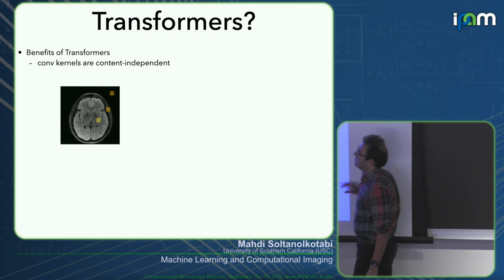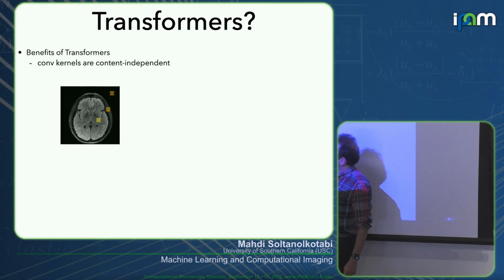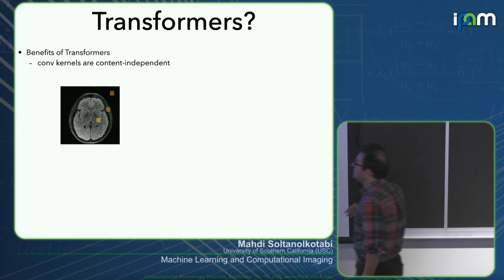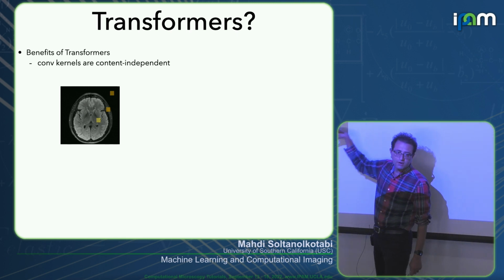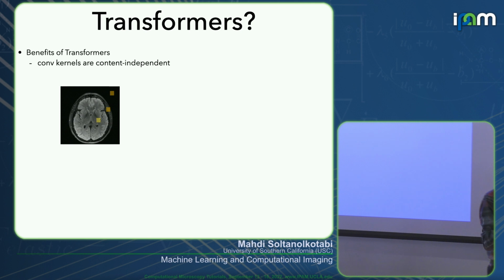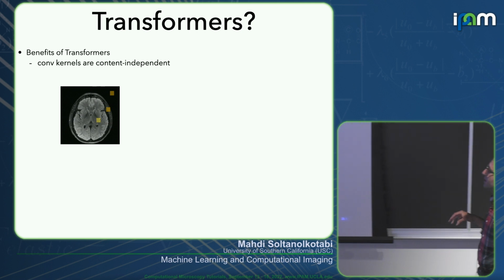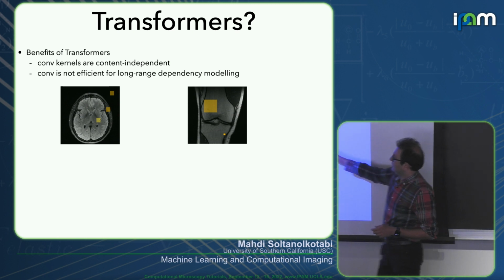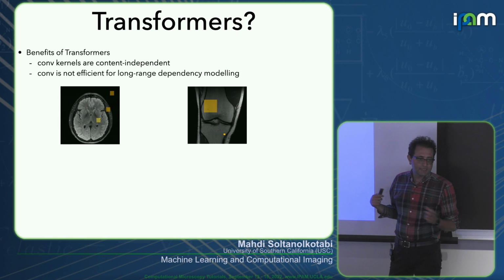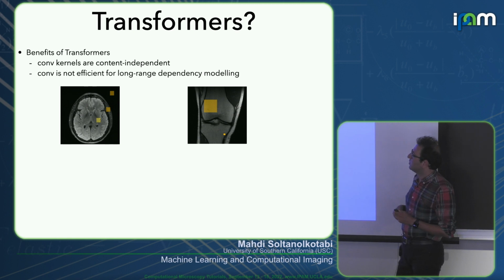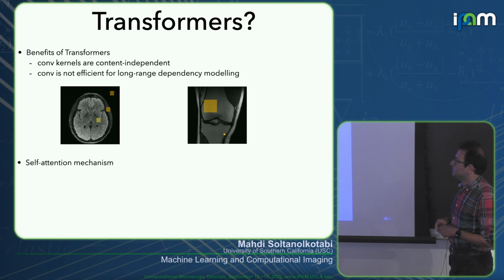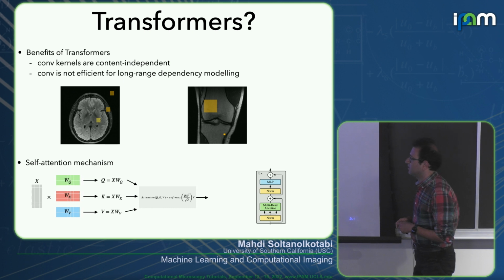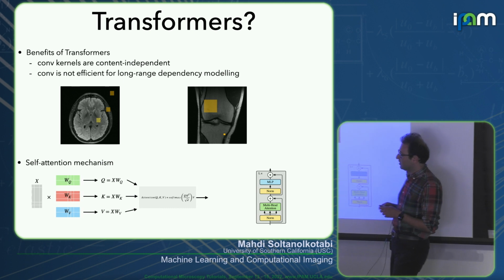So intuitively, some benefits of that is that convolution is very content independent, right? You could have a piece of bone here versus somewhere else. Convolution, because it is localized, does not appreciate that, whereas transformer models are made for this kind of situation. As I said, also for long-range dependencies, convolutions are not ideal. So this is why we thought about using transformers, and I won't go through the details of transformer models, but basically there is a self-attention mechanism and so on.